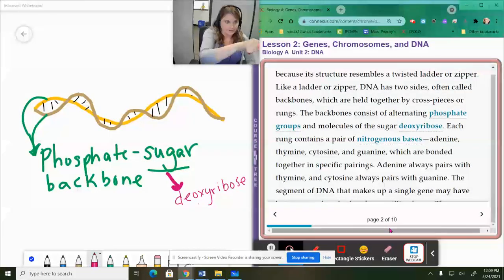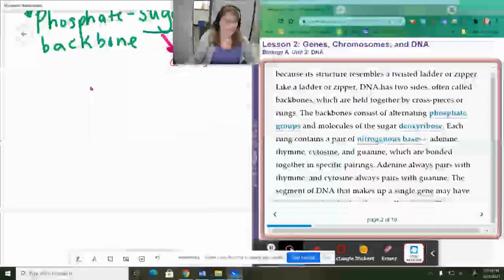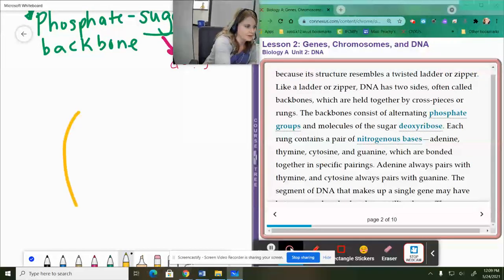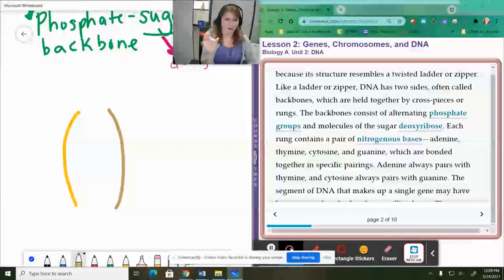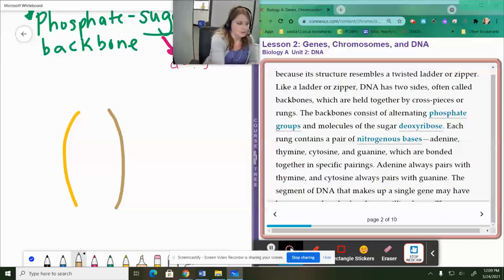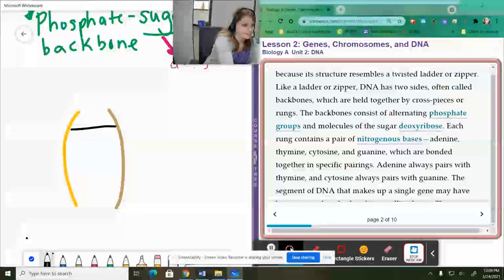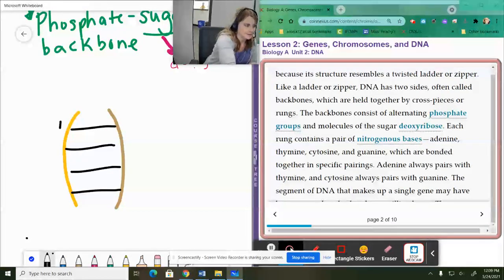Each rung, so now let's look at those rungs of the ladder. Each rung of the ladder is made up of a pair of nitrogenous bases, and we have 4 different nitrogenous bases. So if we zoom in on our rung of the ladder, just a little part of this we're going to look at. So we've got our sugar phosphate group here, and we're going to look at this rung of the ladder, right? And we've got different bases. We have adenine, thymine, guanine, and cytosine.